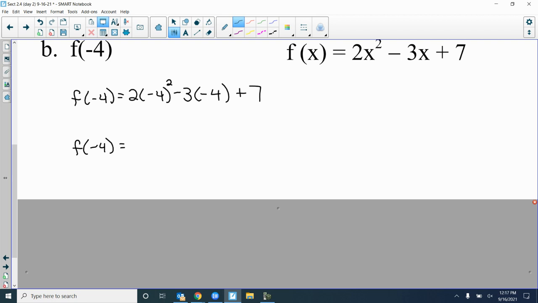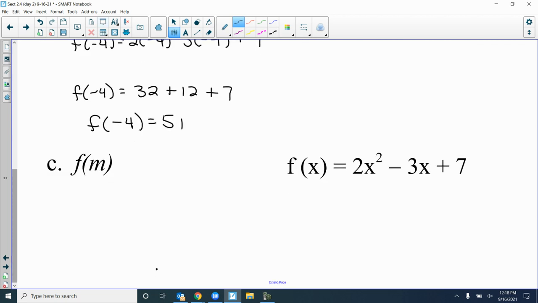-4 squared is positive 16 times 2 is 32. -3 times -4 is positive 12. 44 plus 7 is 51. All right, now this next one is really hard.